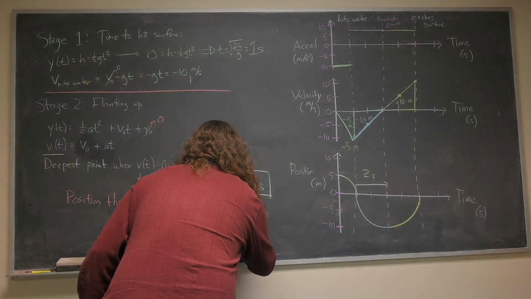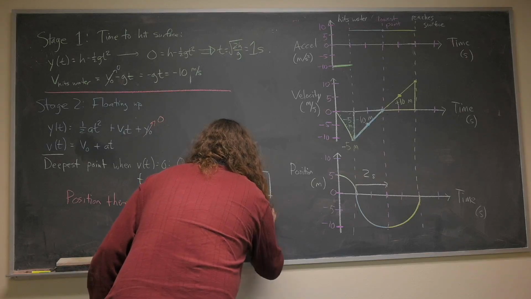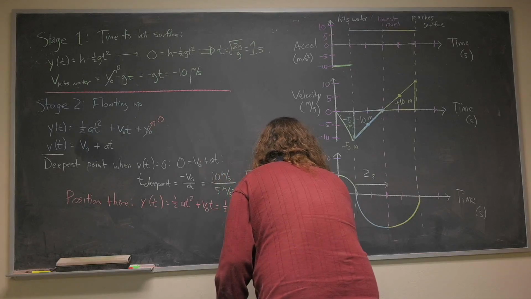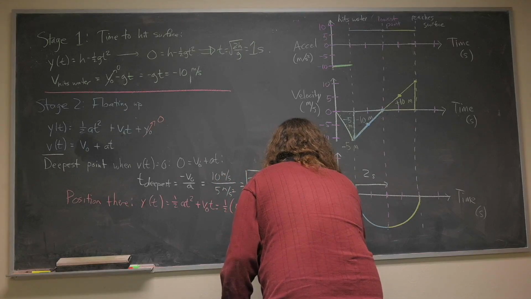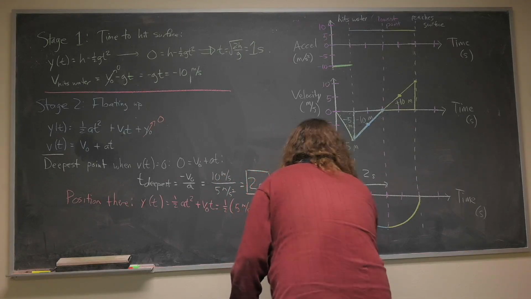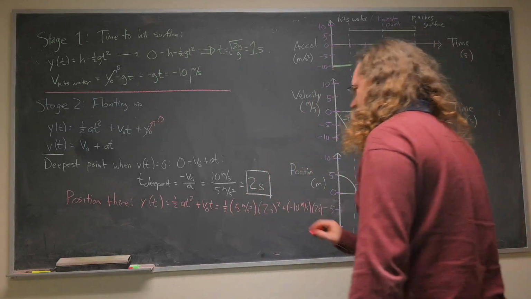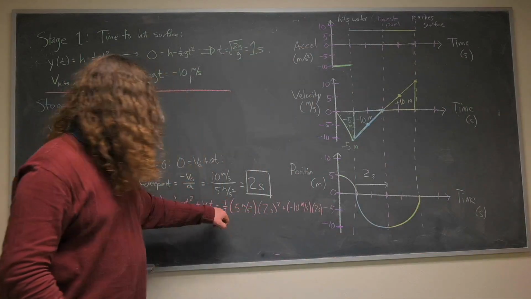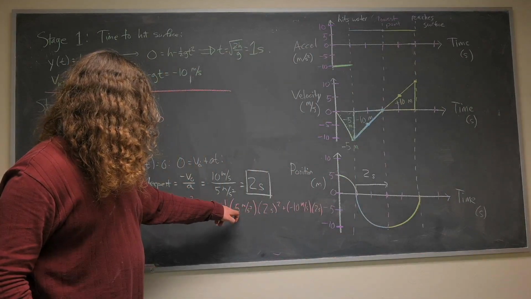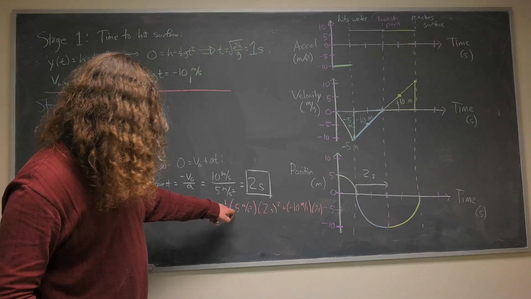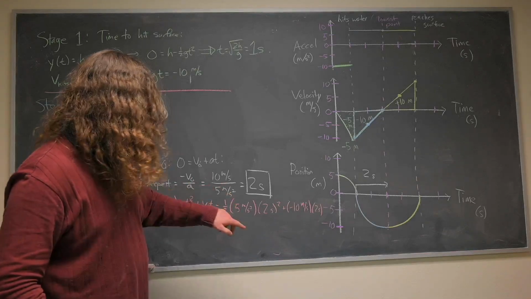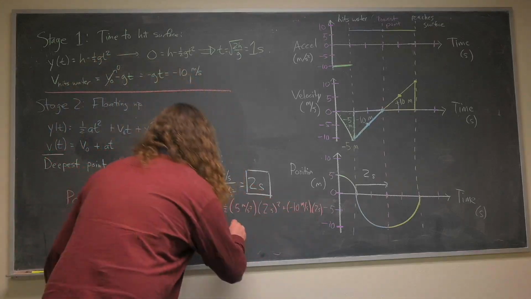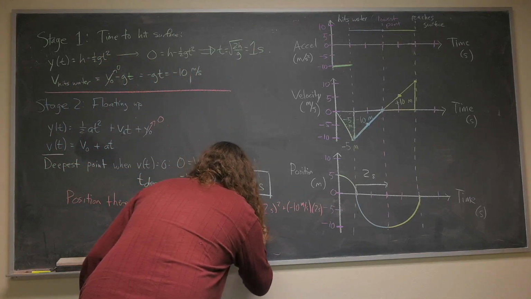1/2 times 5 meters per second squared times 2 seconds squared plus negative 10 meters per second times 2 seconds. I know I'm being anal about my units. Let's see. 2 squared is 4, 1/2 is 2, times 5 is, did I do this right? 10. So this is plus 10. This is minus 20. So this gives me minus 10 meters.